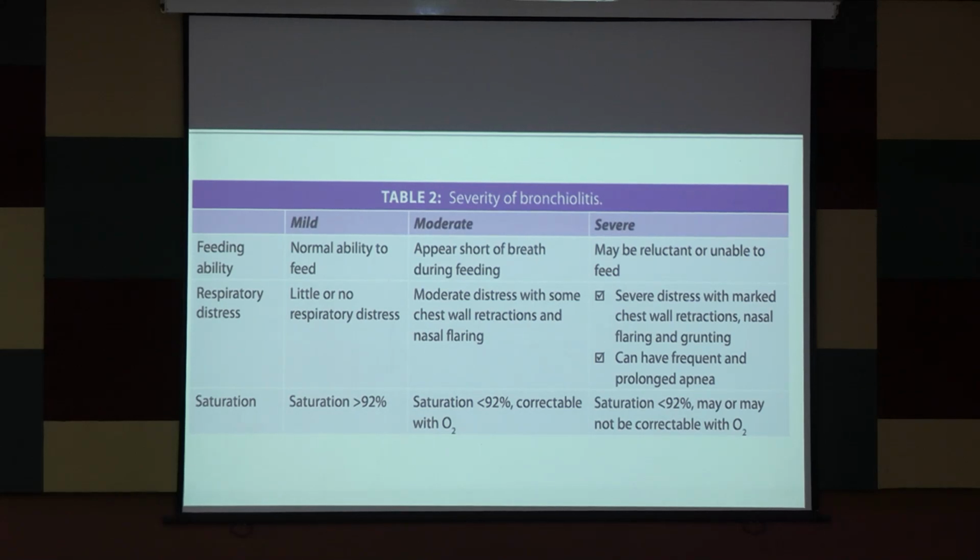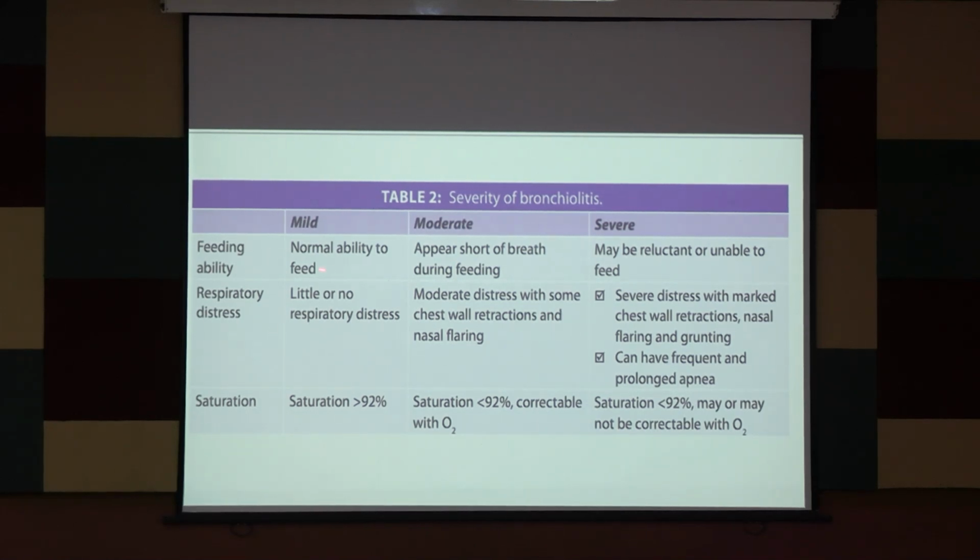So next, coming to how we can classify bronchiolitis according to severity. What is the importance of classifying bronchiolitis according to severity? Because by this classification we will consider which baby will be treated at home and which baby needs admission. Okay. So these are the three parameters of classification: feeding ability, respiratory distress, and saturation.